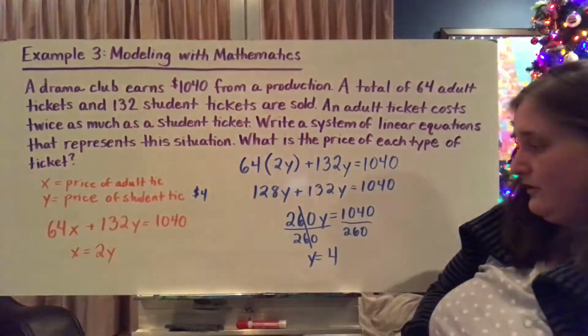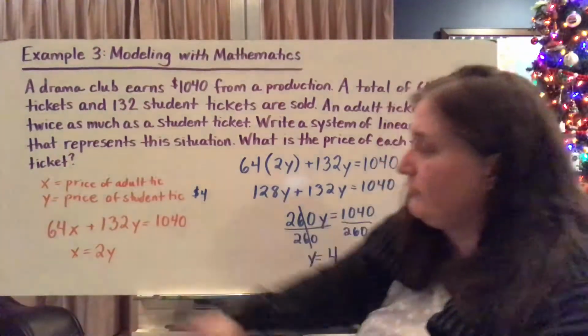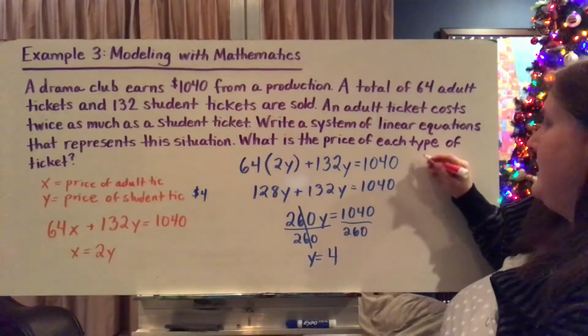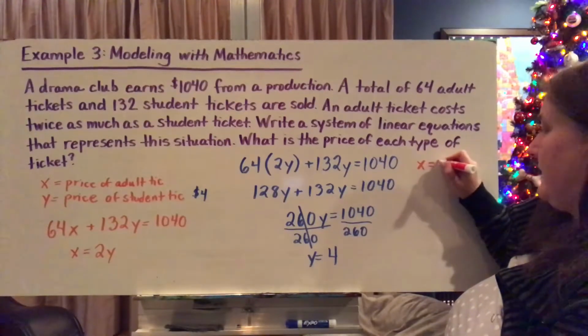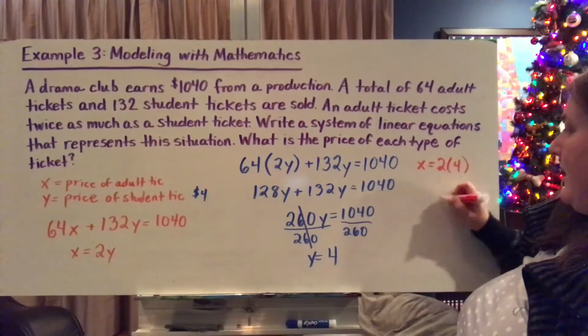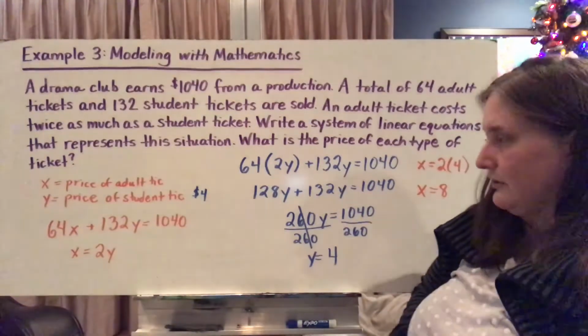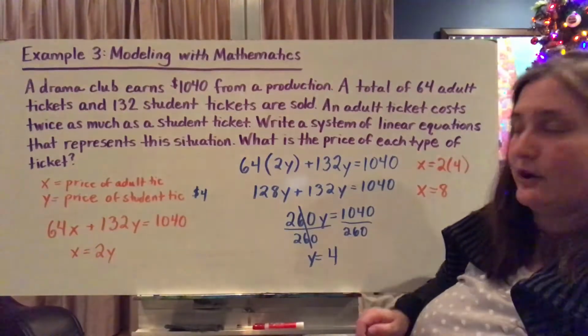Now, if I take this y equals 4 and substitute it into my second equation, I can find the price of an adult ticket. So 4 goes in place of my y, x equals 8. So $8 is the price of an adult ticket.